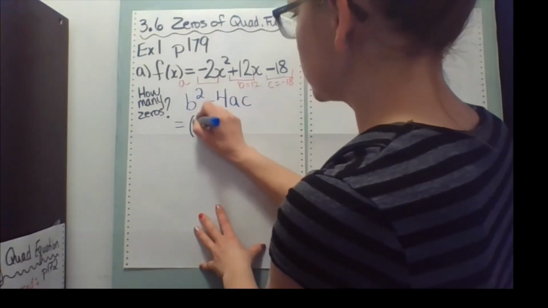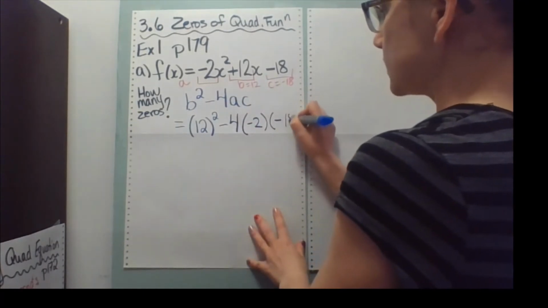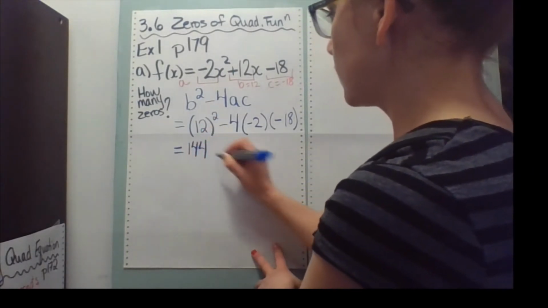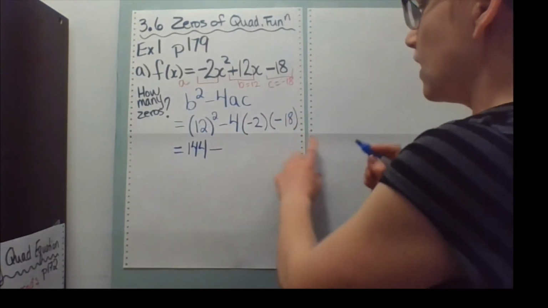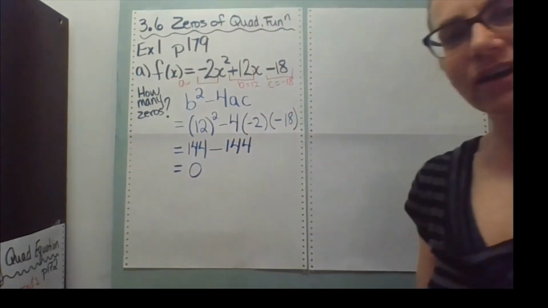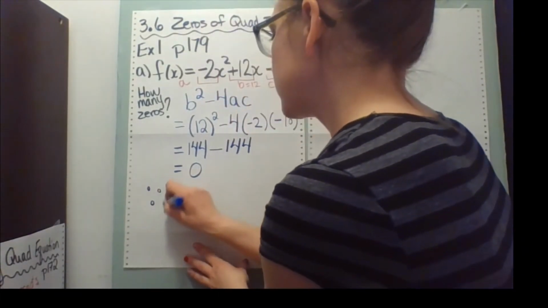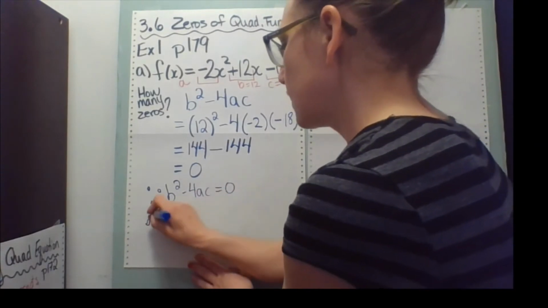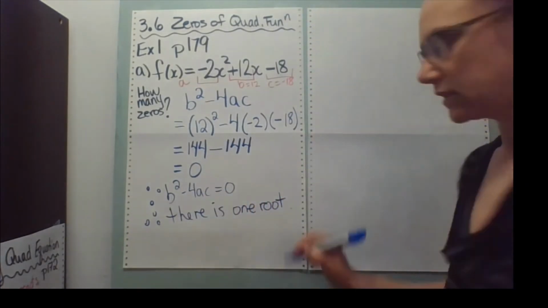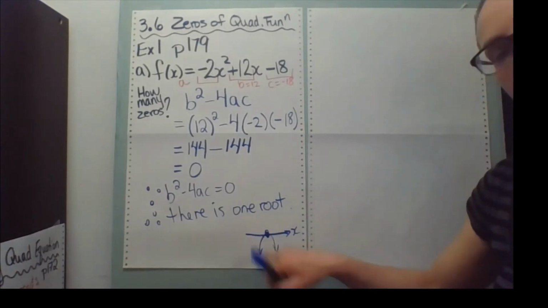So b is 12, so we've got 12 squared minus 4 times a, which is negative 2, times c, which is negative 18. Pop that in your calculator or do it in your head. 12 squared is 144. Negative times a negative times a negative gives me a negative. And 4 times 2 is 8 times 18. Hey, look, that's 144. So what's my answer? 0. And as we know from our options, since b squared minus 4ac equals 0, therefore there is 1 root. So that's the scenario where we're going down, right. It's going to have a vertex on the x-axis.